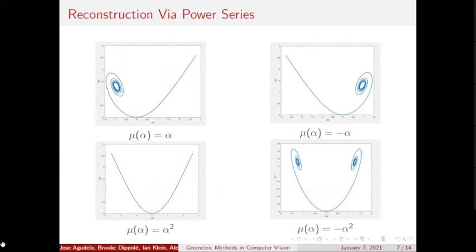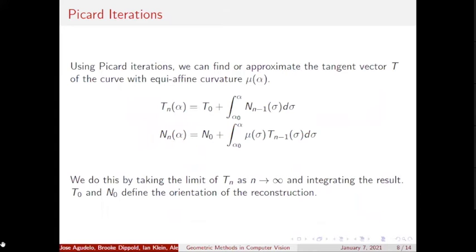Here are some examples of reconstruction using power series. The method is described within our poster, but here you can see the ellipse and hyperbola-like behavior for each of the curves generated here. Right, so the chief method we used for non-analytic curvatures was the Picard iteration method, to approximate a tangent vector T of the curve with a given curvature mu of alpha. We set up these two iterative equations for the tangent and the normal vector, and we take their limit as n goes to infinity and integrate the result. We can then get a parameterization for our curve, gamma.